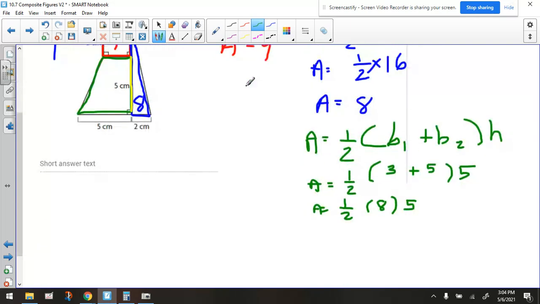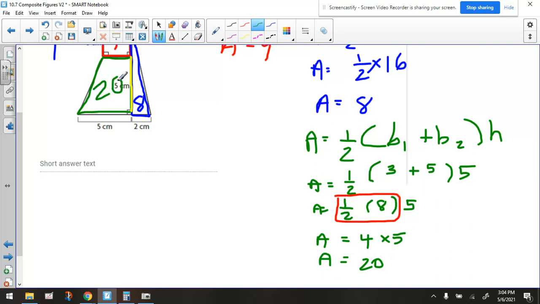All right, next, let's take half of 8. Half of 8 would be 4. And 4 times 5 would give us 20 for the area of the trapezoid. 20 square centimeters. All right, let me put a big old 20 in the trapezoid.